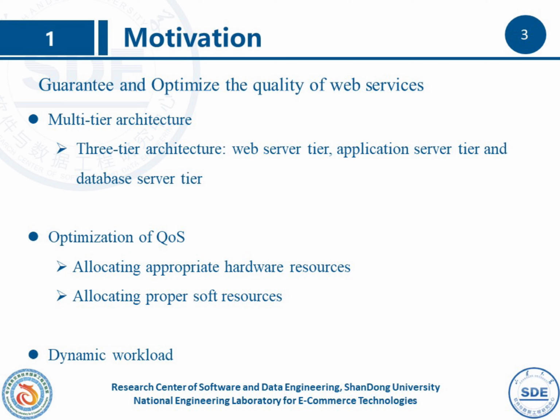Allocating appropriate hardware resources and proper software resources are two ways to optimize QoS. Meanwhile, dynamic workload is another critical challenge for QoS optimization. However, it is impossible to adjust hardware resources continuously in response to dynamic workload. Software resource allocation should be well studied accordingly.